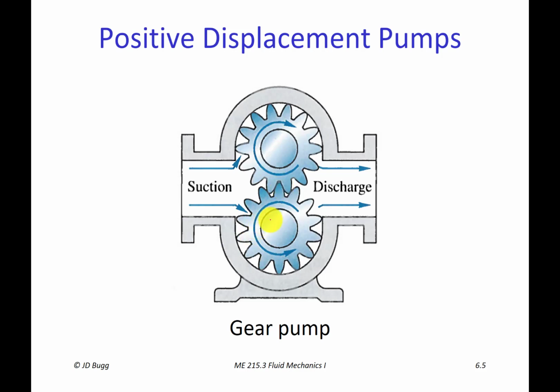However, as these gears rotate, they trap a volume of the liquid between the teeth and the outer housing. So all of these little pieces of fluid here are trapped and they're being moved in this direction to the discharge. And of course the same thing is happening at the top here. So this is a gear pump and it's positive displacement because each of these little volumes of fluid are being mechanically displaced from a low pressure region to a high pressure region. So that's a gear pump.